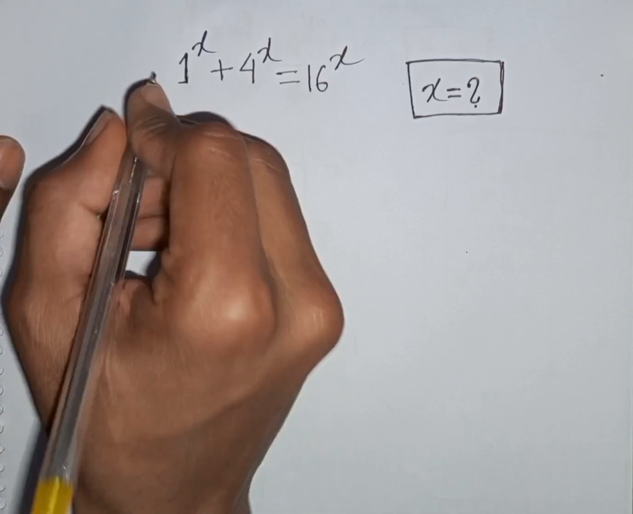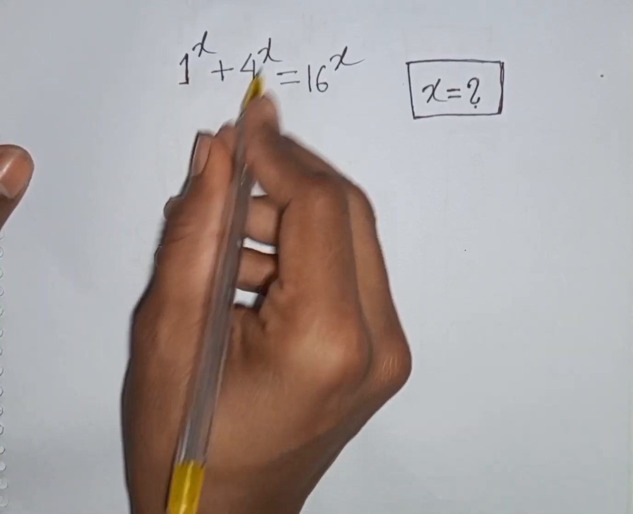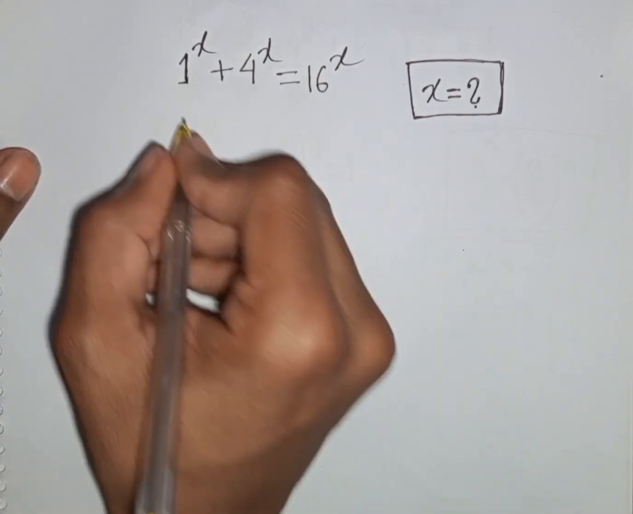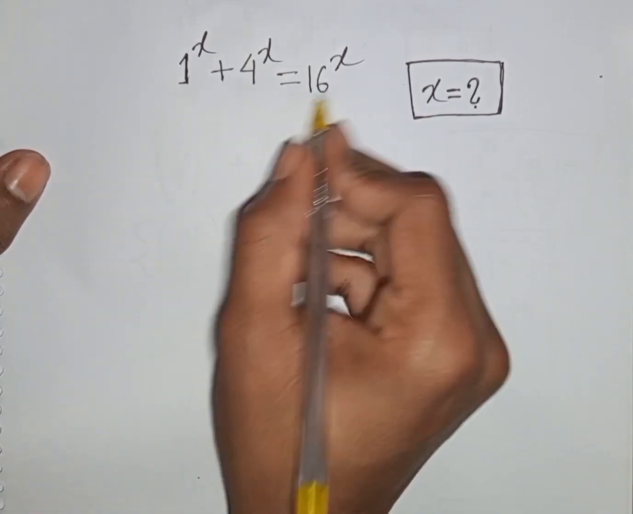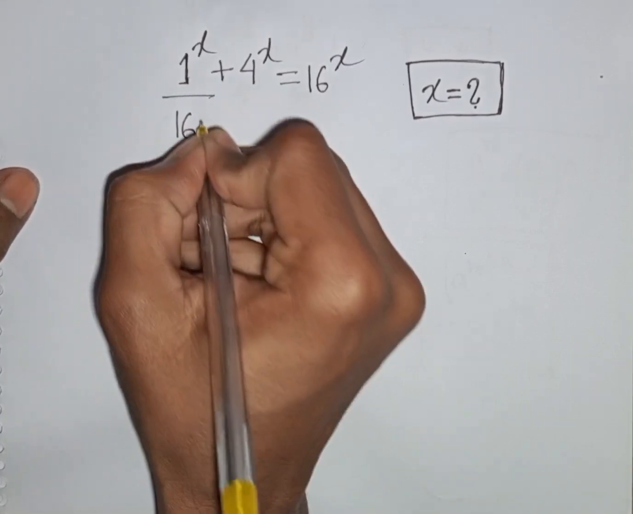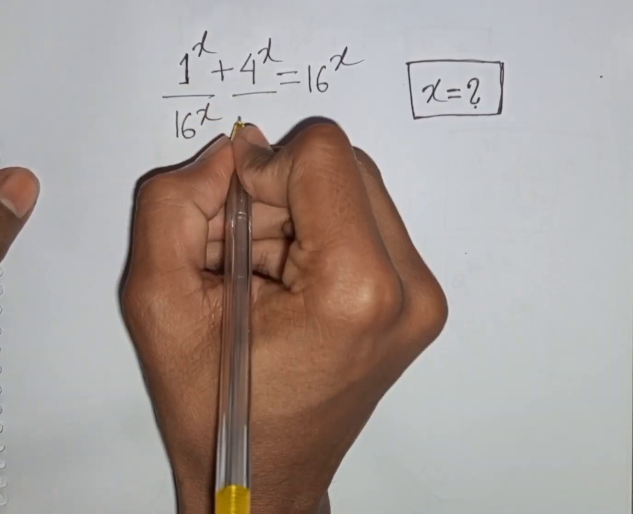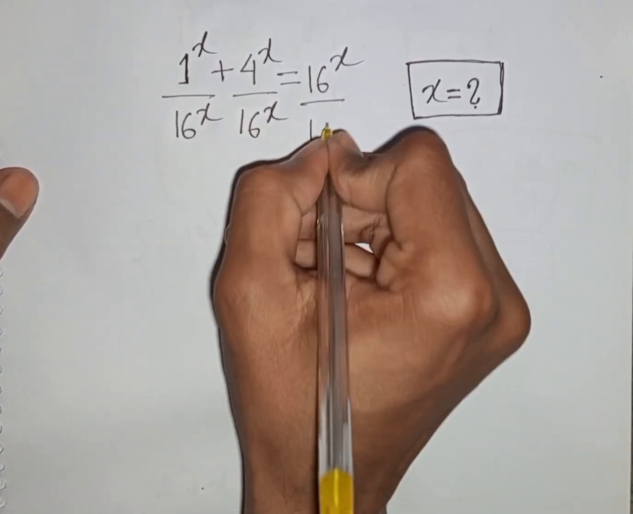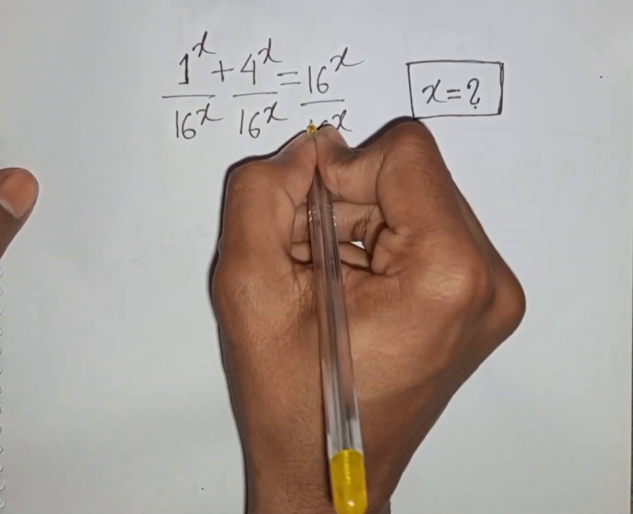How to solve 1^x + 4^x = 16^x. Find the value of x. So at first we divide by 16^x on both sides.